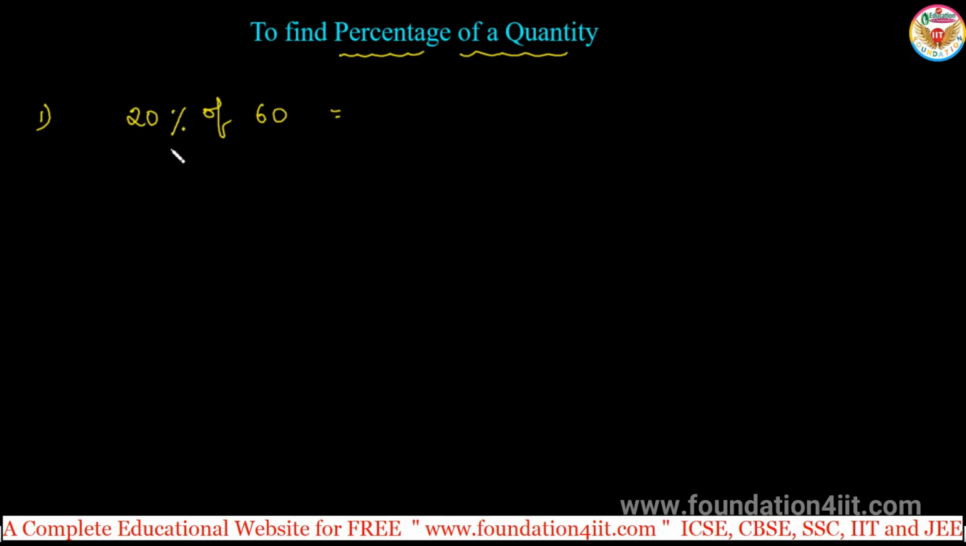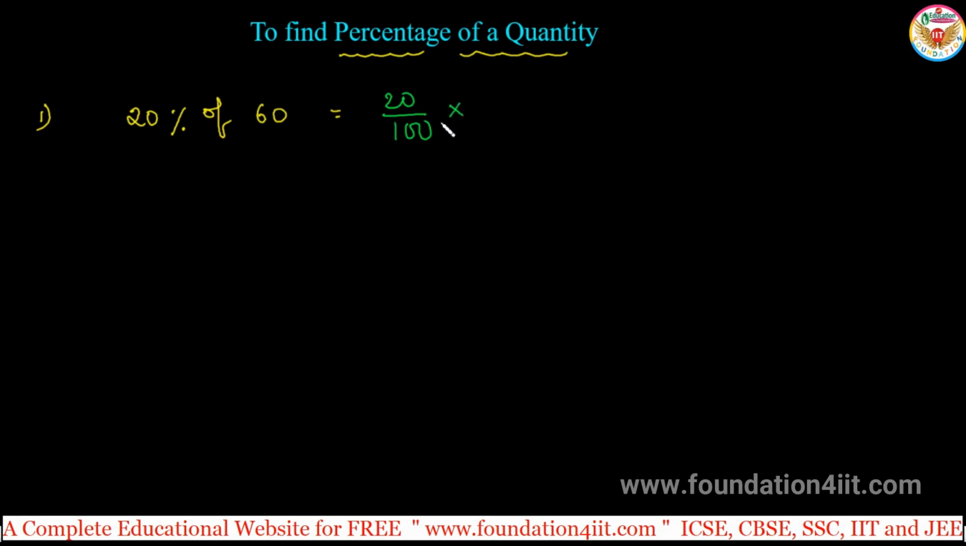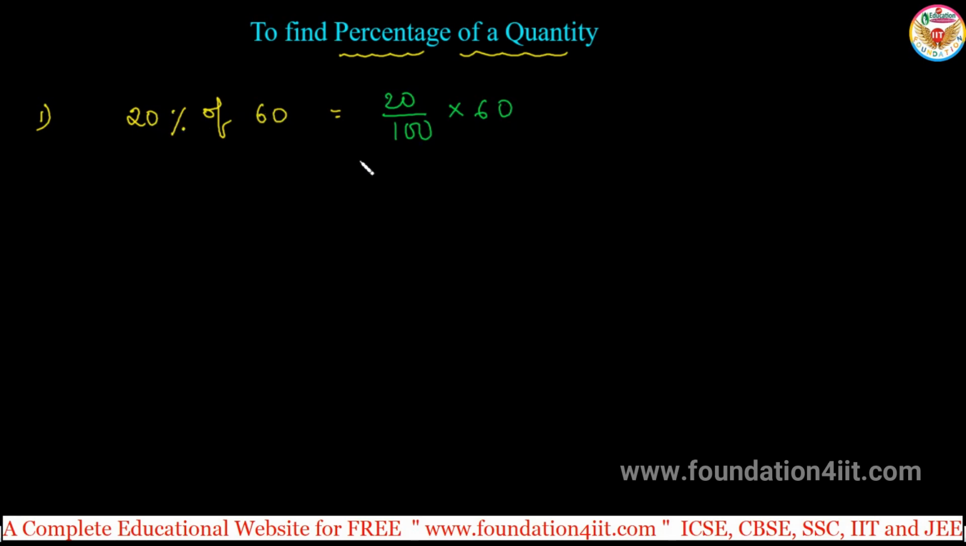So the first part is 20 percentage. To convert into fractions, that is 20 by 100. Right, remove the percent symbol. So 20 by 100 of 60, that means times. Instead of this "of", keep the into symbol. 20% of 60 is 20 by 100 into 60. Okay, this you have to calculate.